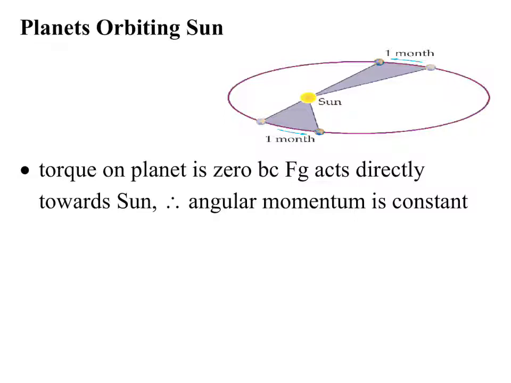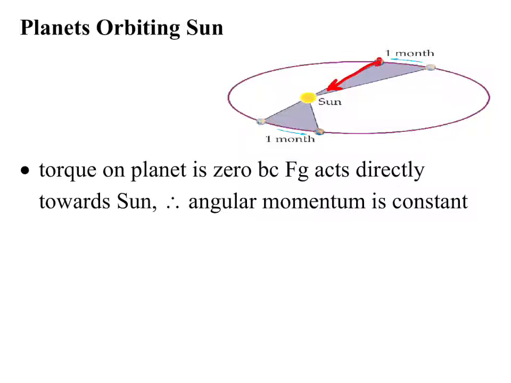Another example. This isn't one where it's conserved because it doesn't have to be conserved. Actually, no, it is conserved. What am I saying? Sorry. It's conserved because technically the torque on a planet is 0. Which way does the force of gravity act? Directly towards the sun. So stay with me for a minute. You're like, well, okay, what's going on?